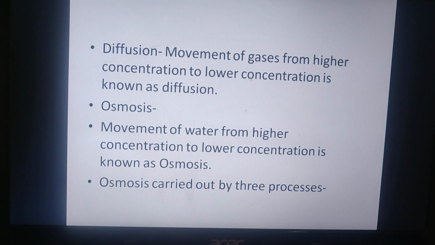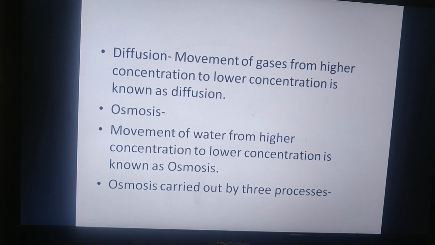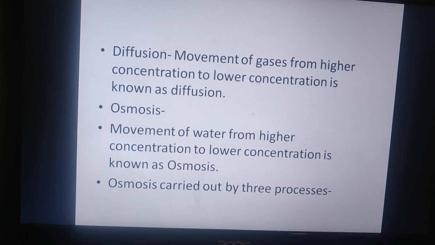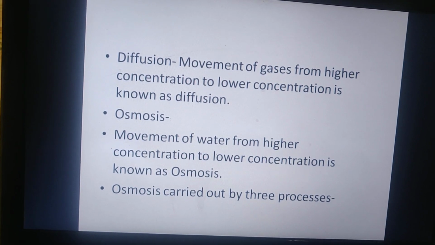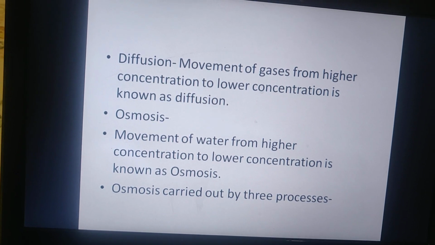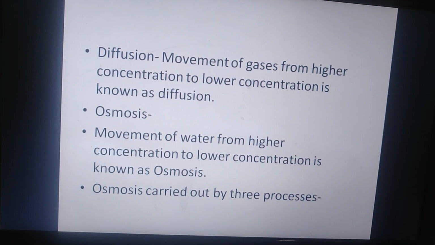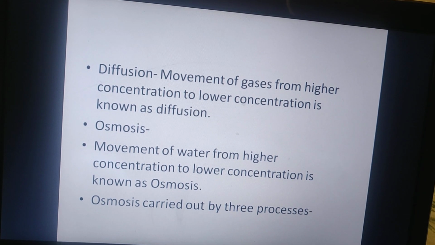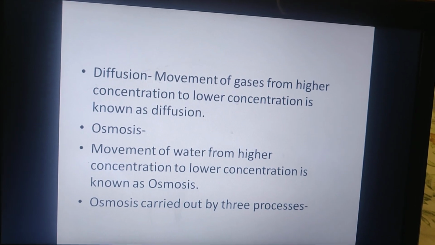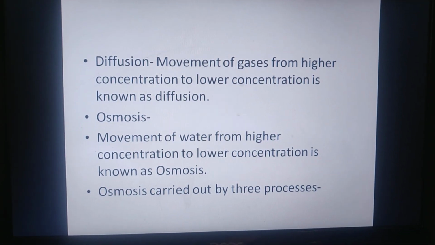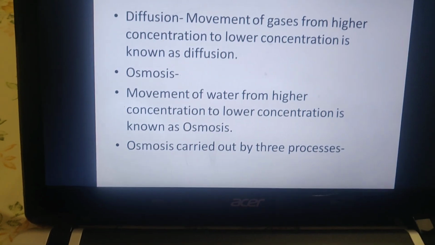Like for example, in air all the gases mix on their own. Different gases are present in the air: carbon dioxide, water vapor, nitrogen, hydrogen. These gases mix together on their own, which we call diffusion. Now in biology, we say the movement of gases from higher concentration to lower concentration is known as diffusion. I repeat again, children, what is diffusion? Movement of gases from higher concentration to lower concentration is known as diffusion.